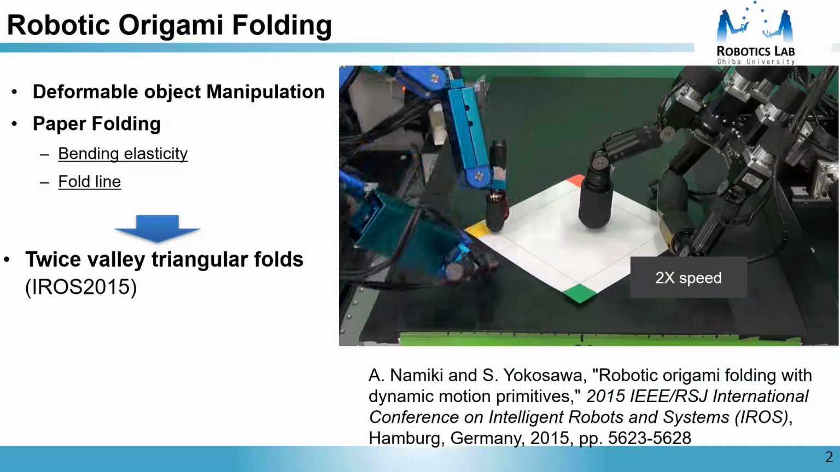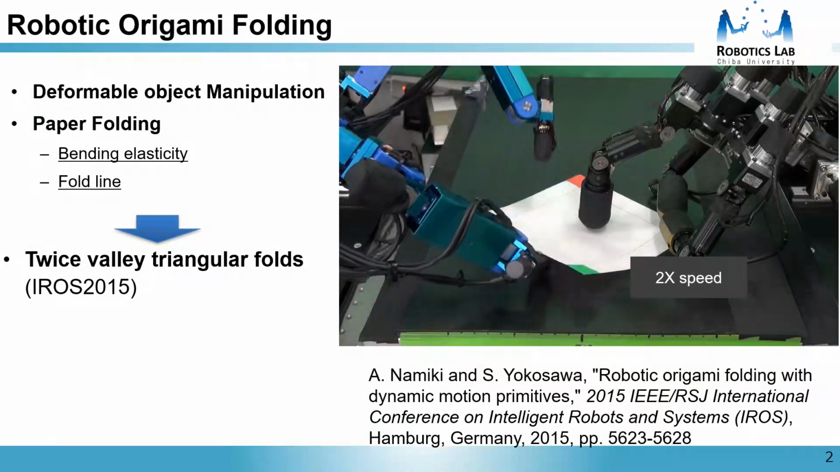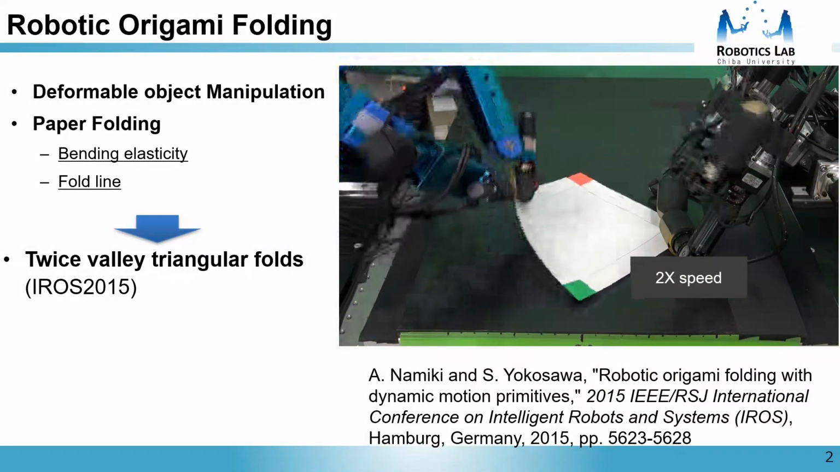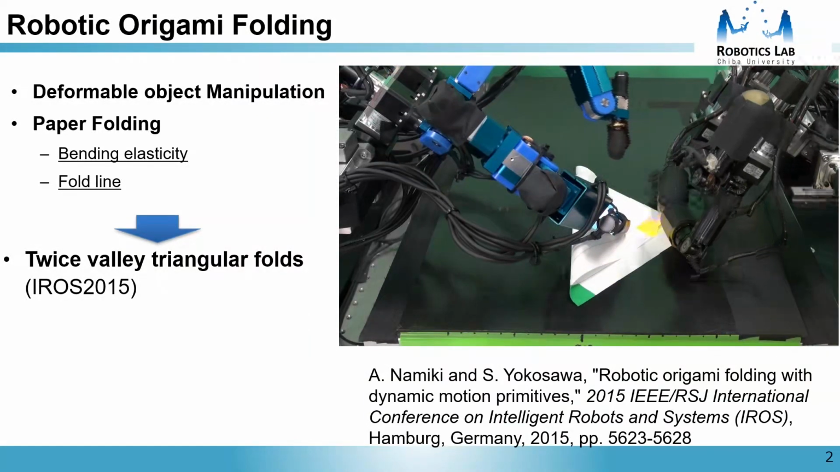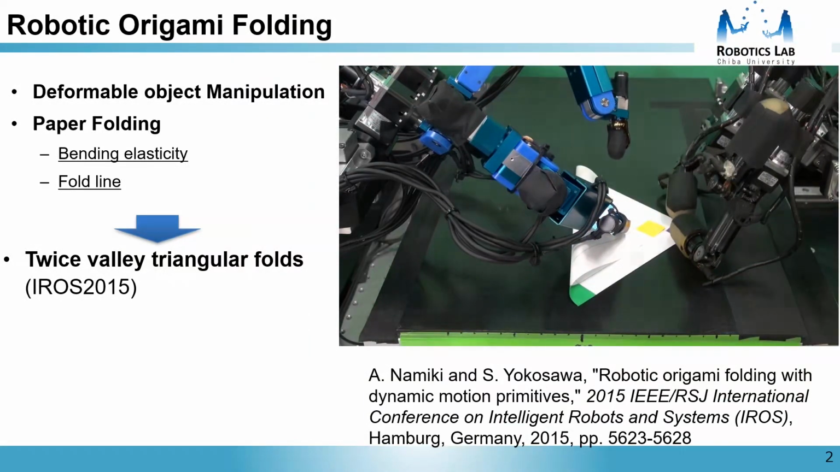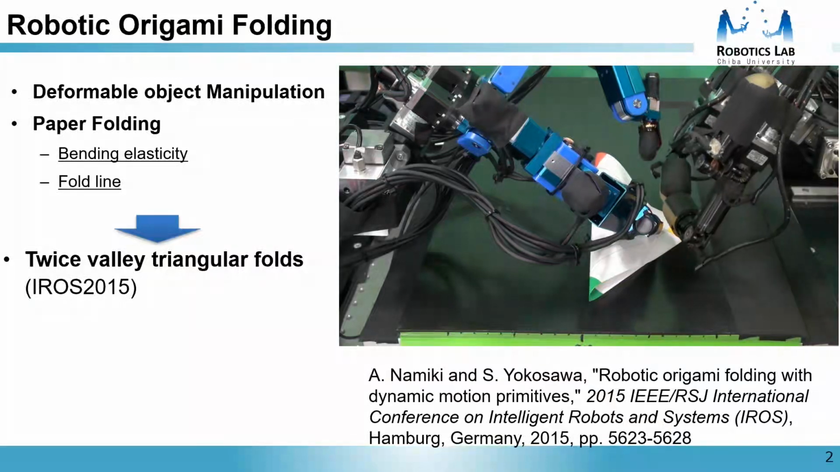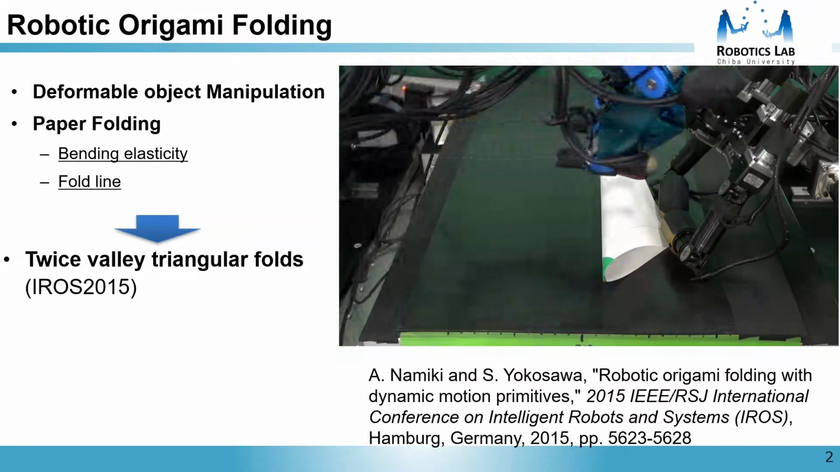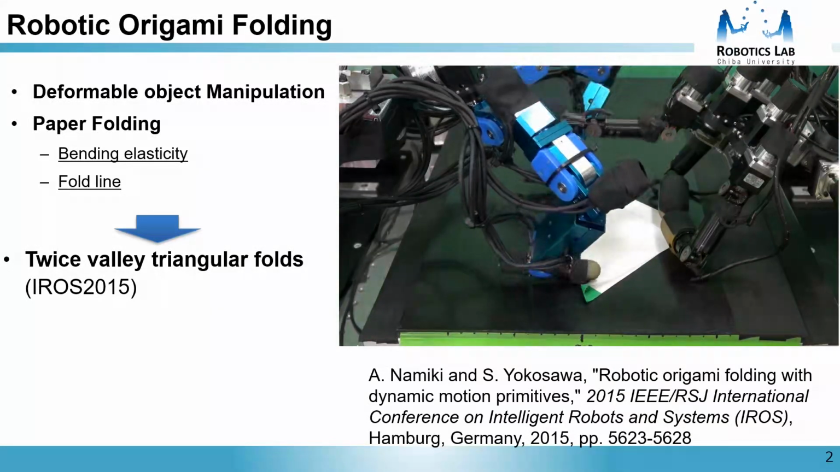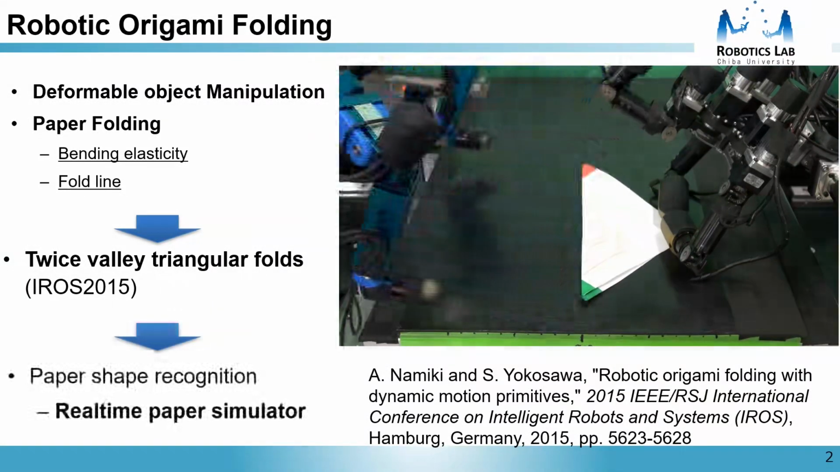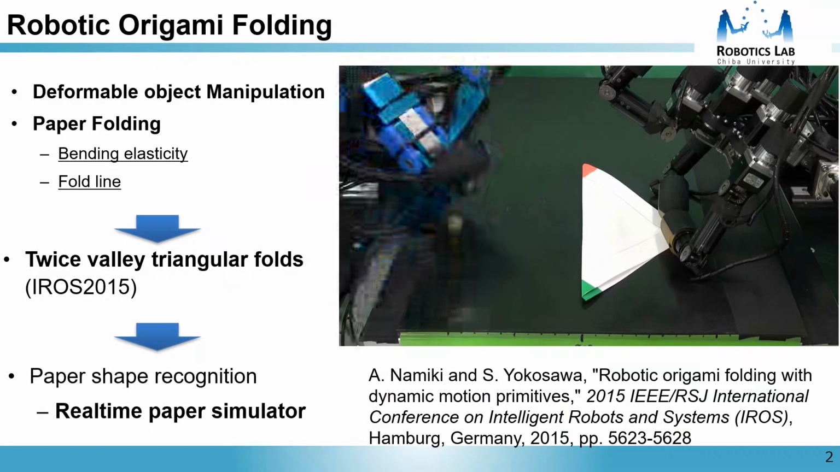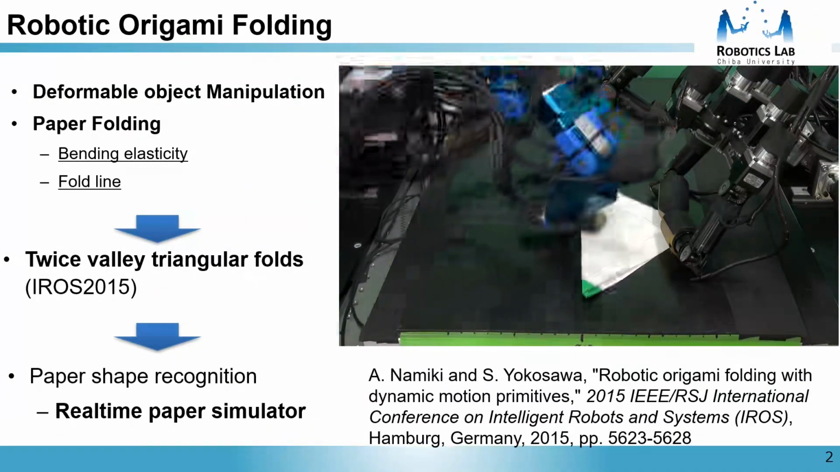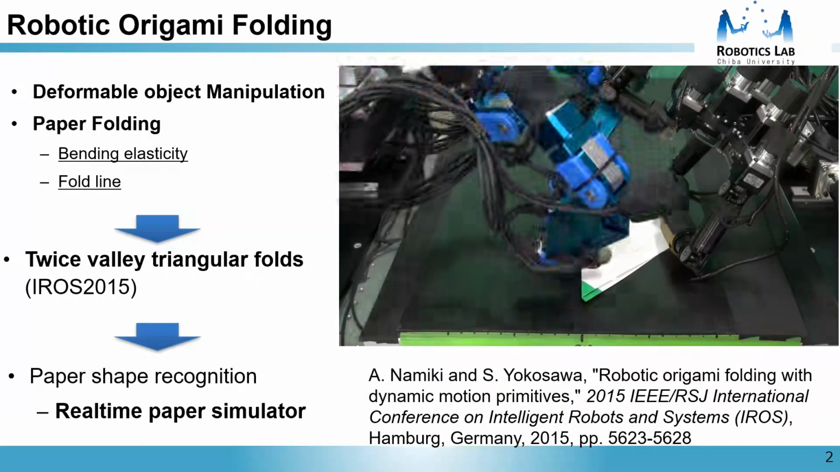Manipulation of a deformable object is a difficult problem for robots. In particular, paper is a difficult object to be manipulated because, in contrast to cloth, it has bending elasticity and plastic deformation. We have been studying robotic paper folding and succeeded in valley triangular folds. However, the paper shape was not accurately estimated, and it was difficult to achieve more complex folds.